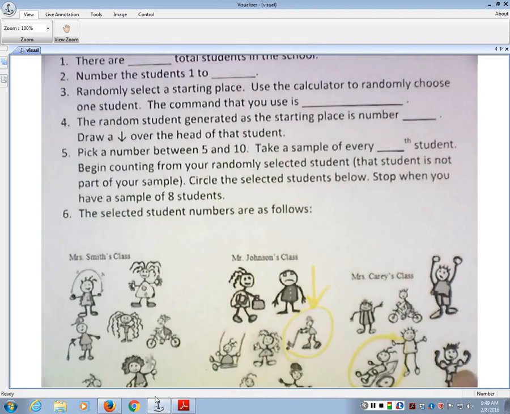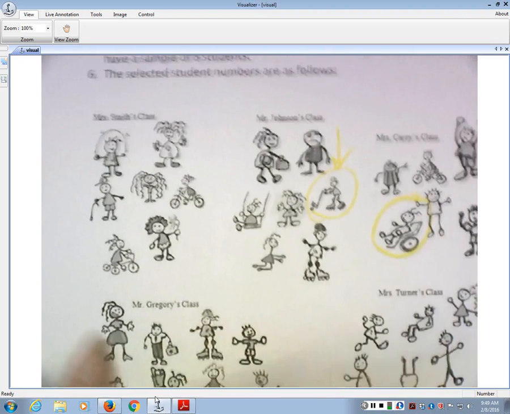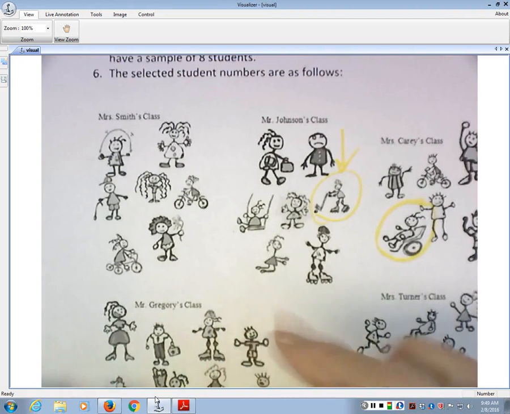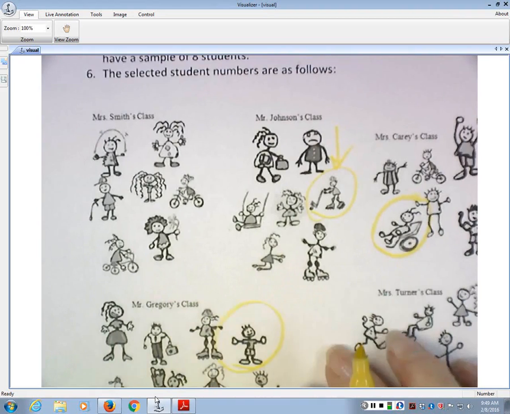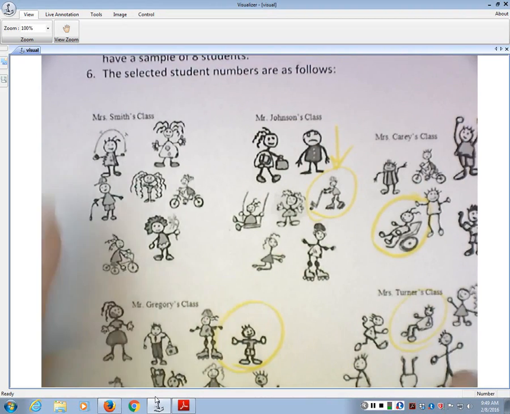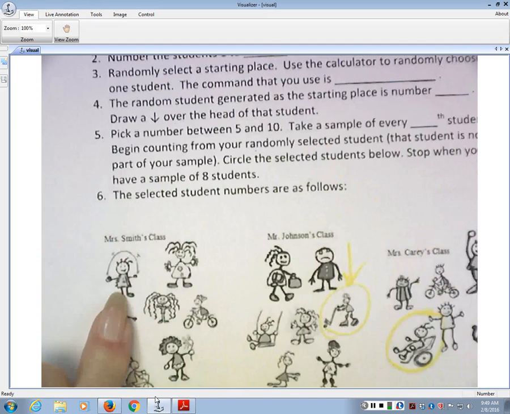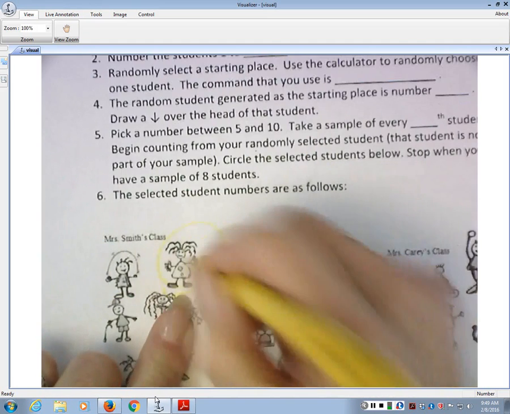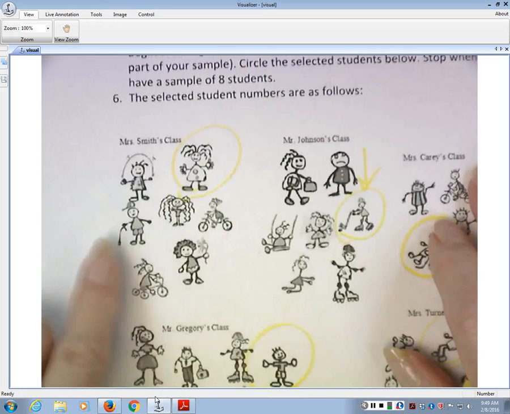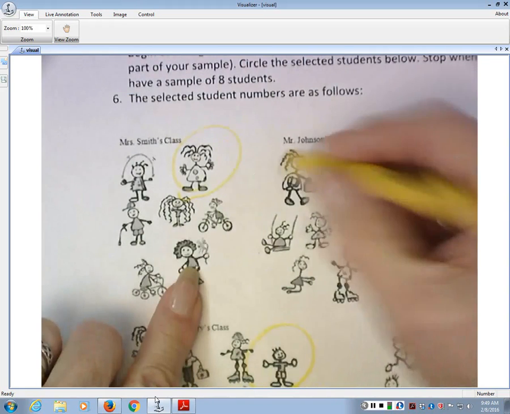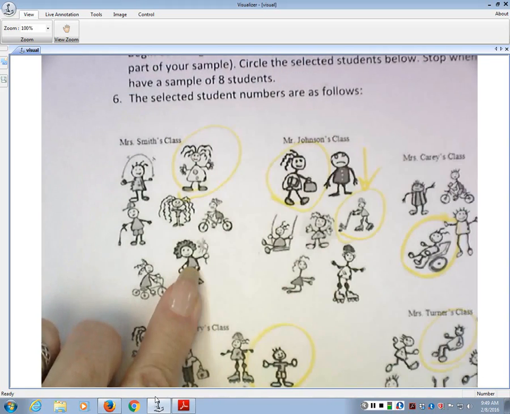Then counting again, 1, 2, 3, 4, 5, 6, and again 1, 2, 3, 4, 5, 6, and again, 1, 2, 3, 4, 5, 6. And when you had 8 students, you stopped.